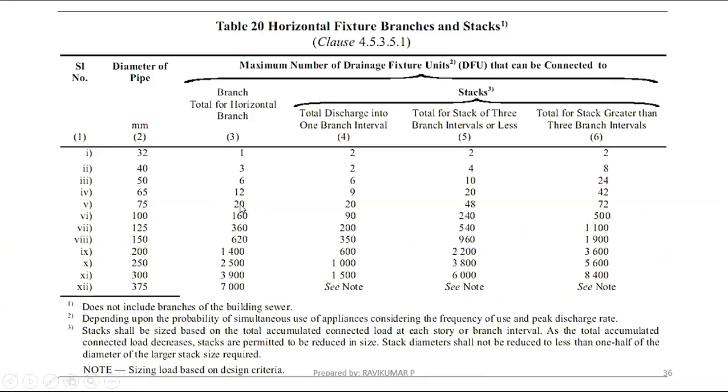So up to one branch interval means up to 20 fixture units you can connect. One branch into a horizontal pipe means 20 fixture units you can take. So if you are going to connect total discharge into one branch interval, it means 20 only. If you are taking a total stack of less than 3 branch intervals, 48 you can connect. But in our scenario, we are running the pipe horizontally only, so you can connect up to 20 fixture units only on the waste pipe.